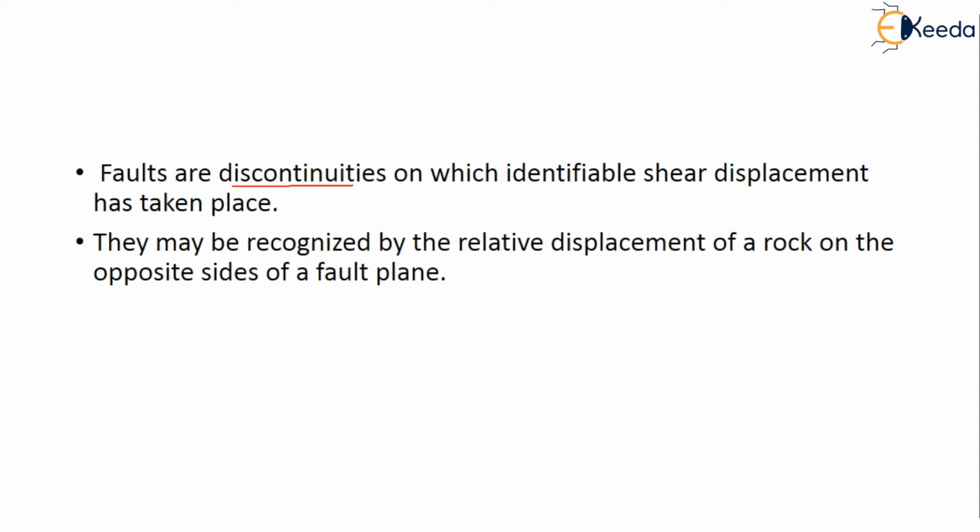Okay, let me write down. Here, a discontinuity can be in the form of a bedding. It can also be foliation. These are all types of discontinuities. It can also be a joint. It can also be a cleavage. It can be a fracture. It can also be a fissure joint.